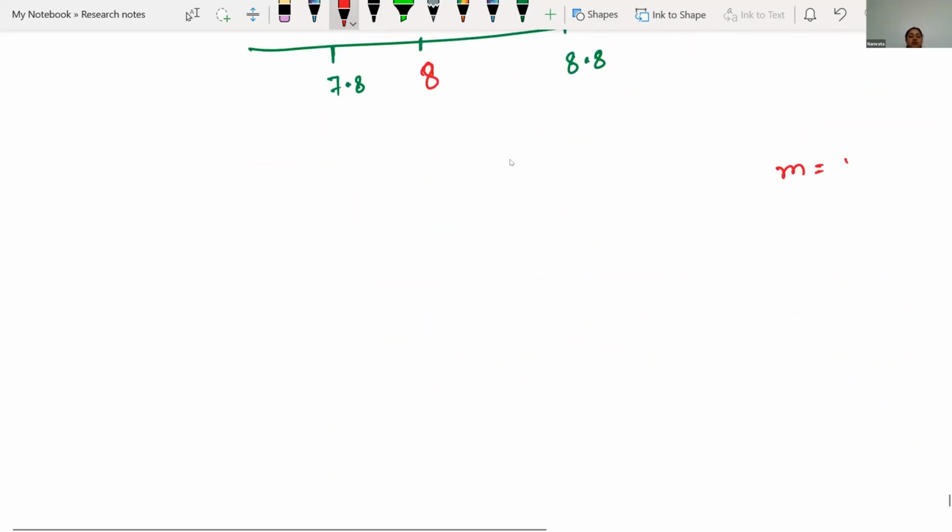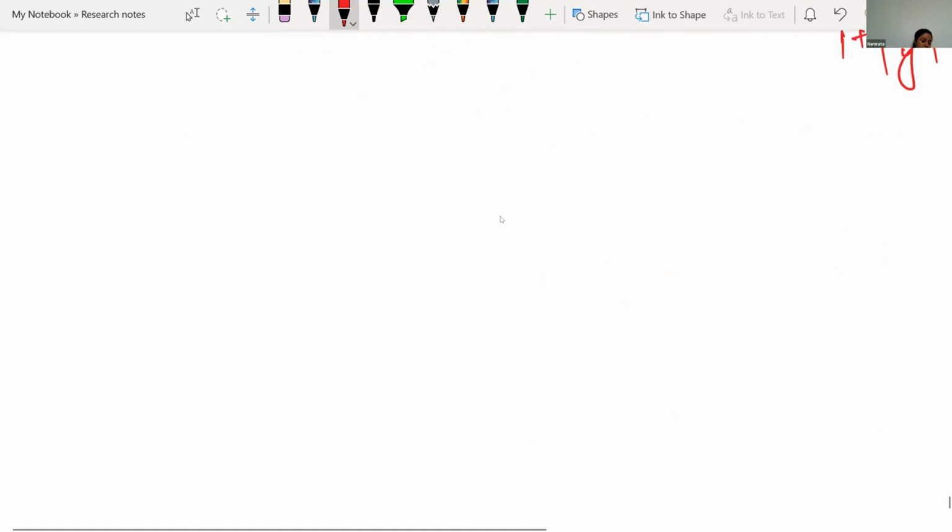Only you have to memorize m. That is, m is equal to 1 plus n by 1 plus modulus of x by y. Getting it? Yes, ma'am. Now when the value of x is already given, easily you will be able to do it.